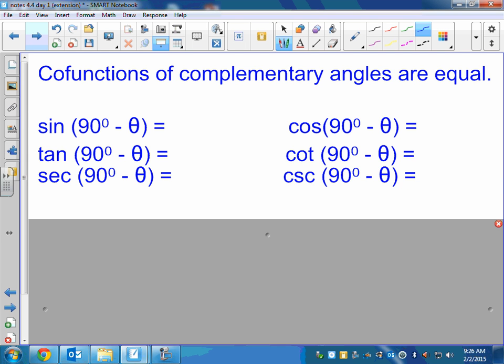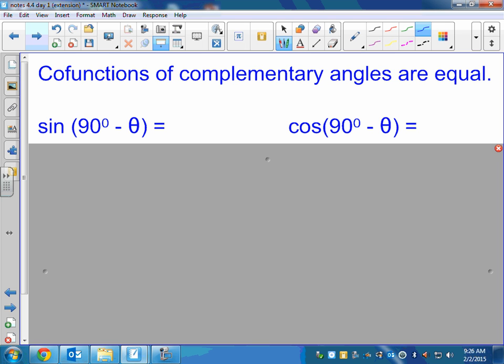Cofunctions are angles that go together. So we haven't talked about this, but sine and cosine are cofunctions, which means if you take the sine of some angle, it will equal the cosine of its complement. What's a good example of that? 30 degrees and 60 degrees. Do you agree that the sine of 60 degrees equals the cosine of 30 degrees? Think about our 30, 60, 90 triangle. That's true for any two angles that add up to 90. So this is just the notation of it. We could say pi halves also. But the sine of 90 degrees minus some angle will always equal the cosine of that angle.